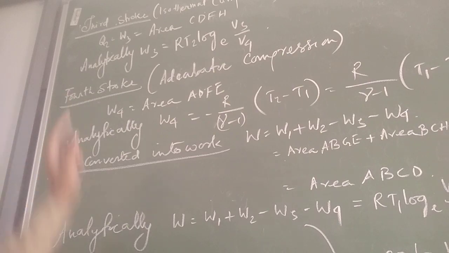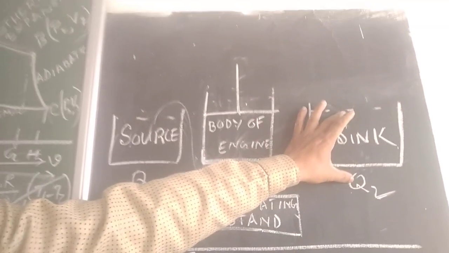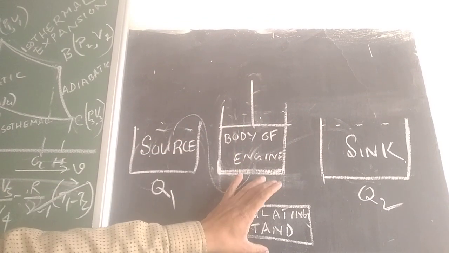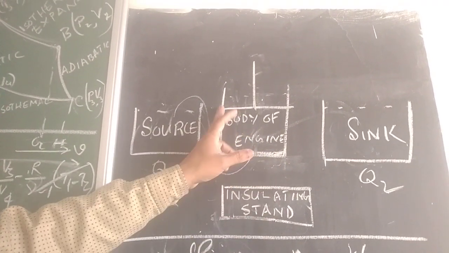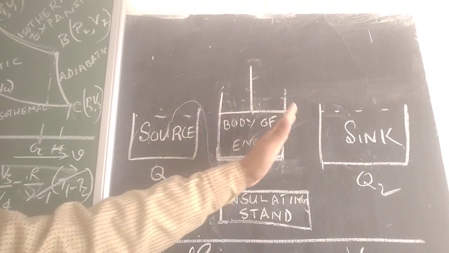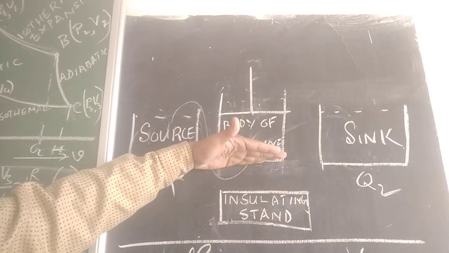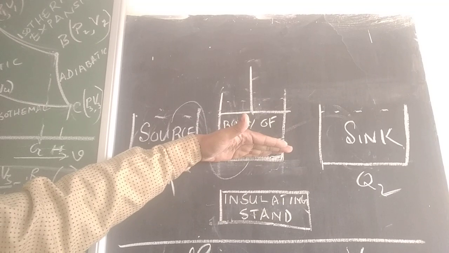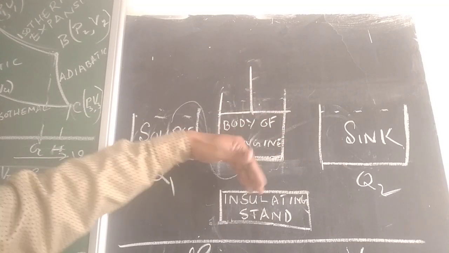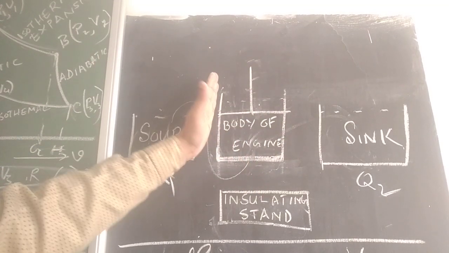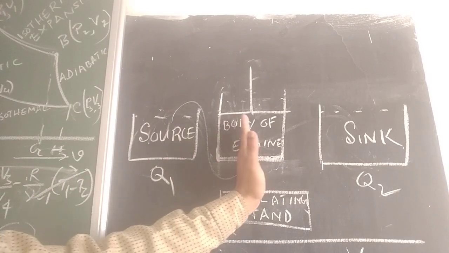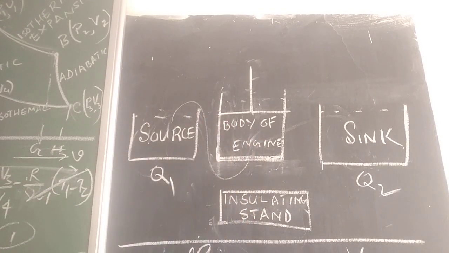And again what we do, we will remove it from this one, and again place it on the insulating stand. Now what is happening here? Everything is again on the insulated system. That means volume will decrease, pressure will increase, temperature will increase compared to the original temperature T1, but no heat can go out and no heat can be given inside. So the process is adiabatic compression.